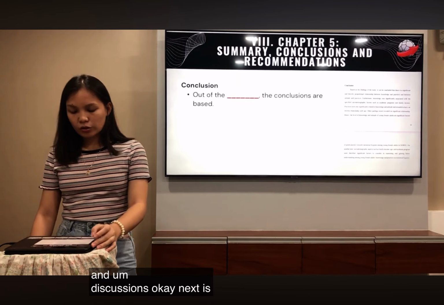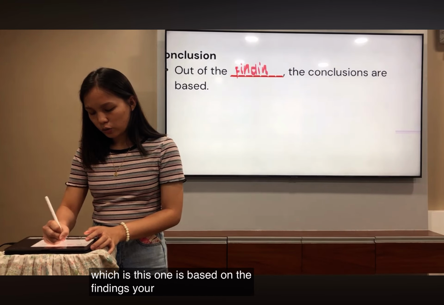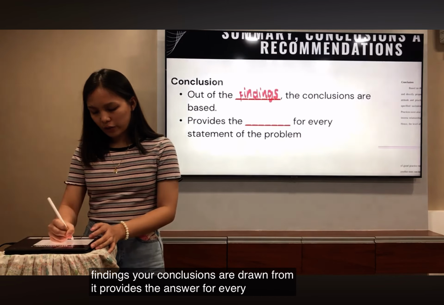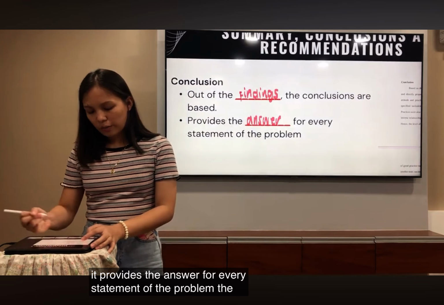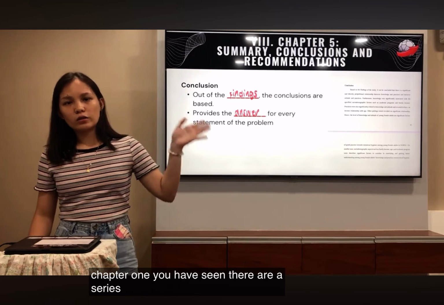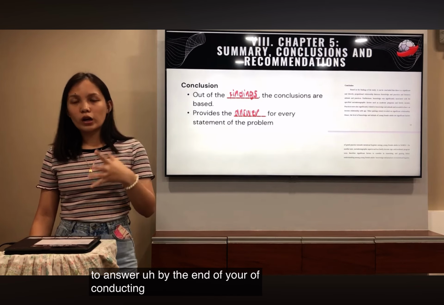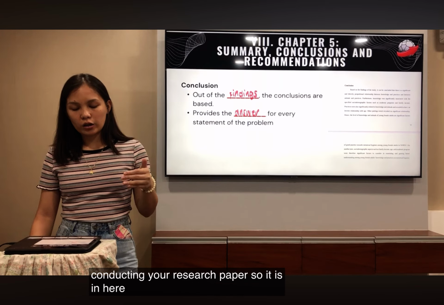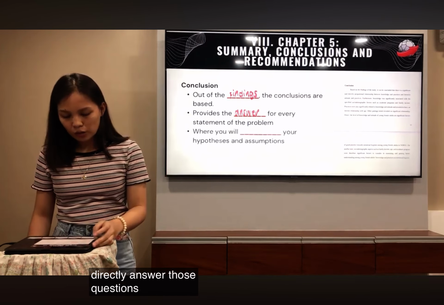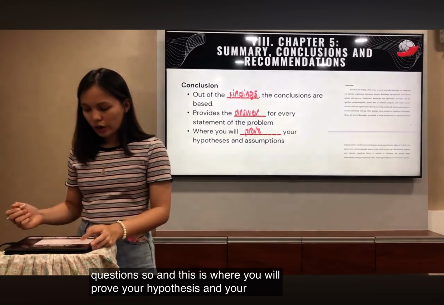Okay, next is conclusion, which is based on the findings from which your conclusions are drawn. It provides the answer for every statement of the problem. Diba, in the statement of the problem part in chapter 1, you have seen there a series of questions that you are seeking to answer by the end of conducting your research paper. So it is seen here in the conclusion that you will directly answer those questions. And this is where you will prove your hypothesis and your assumptions.